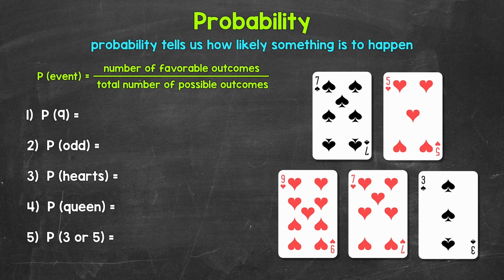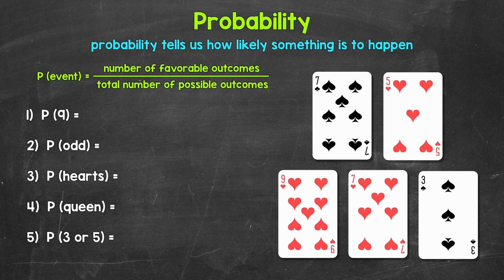Let's start with number 1, where we have the probability of picking a 9. So picking a 9 is our event. If we randomly pick one card, what's the probability we pick a 9? And we're going to write the probability as a fraction, decimal, and percent. Let's start with the number of favorable outcomes. So how many ways can this event happen? How many cards have a 9?